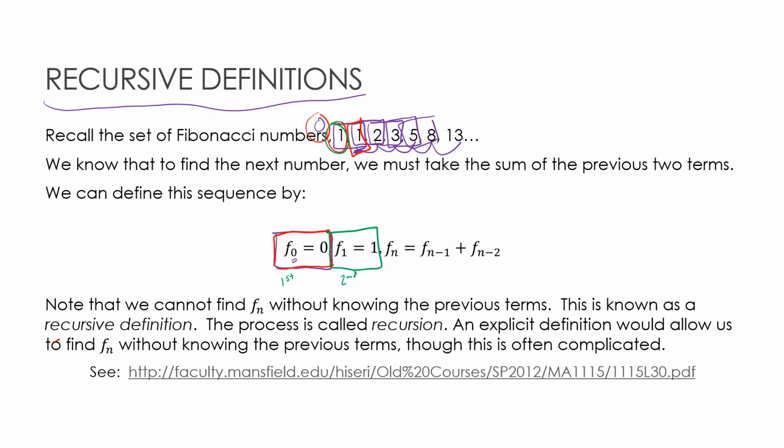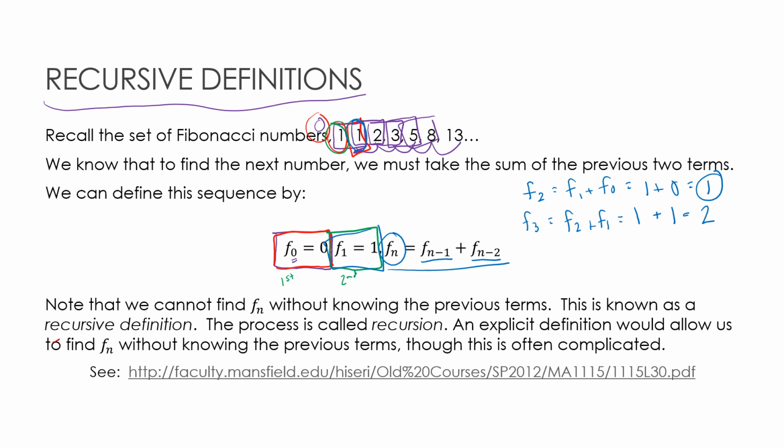Any other thing that I want to find, f of n, can be found by taking the value one before it plus the value two before it. For instance, to find f of 2, which we already know is 1, I'm going to take f of 1 plus f of 0. f of 1 was 1, f of 0 was 0, so that term is 1. If I want to find f of 3, my recursive definition tells me to take f of 2 plus f of 1. f of 2 I just found was 1, f of 1 was already defined as 1, so that value is 2.